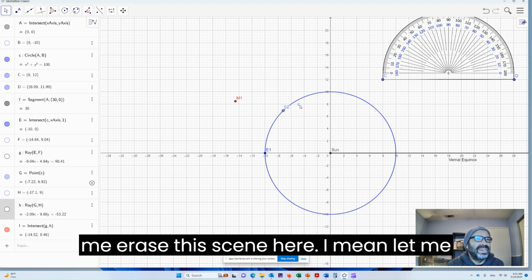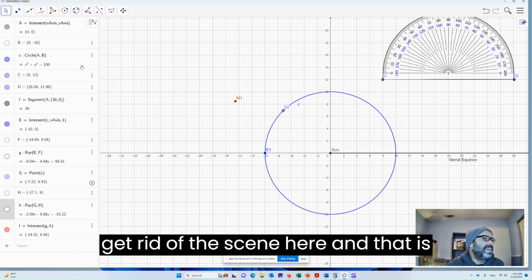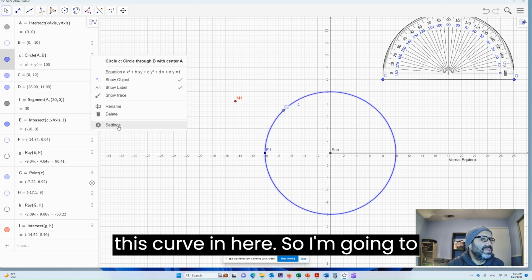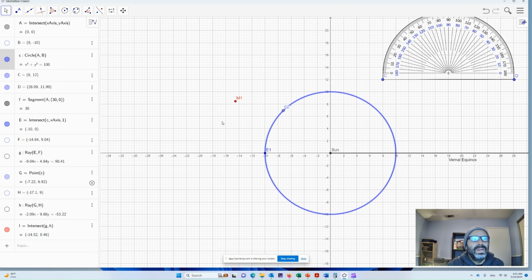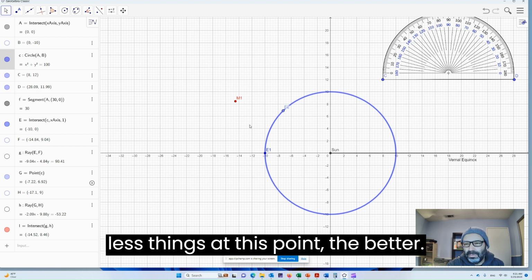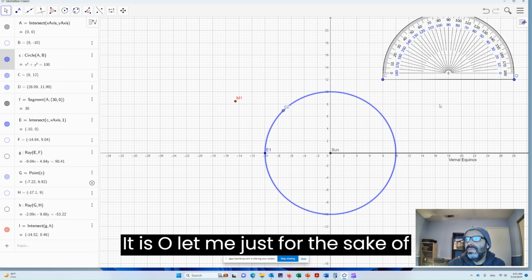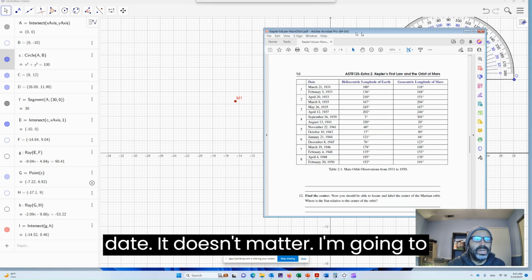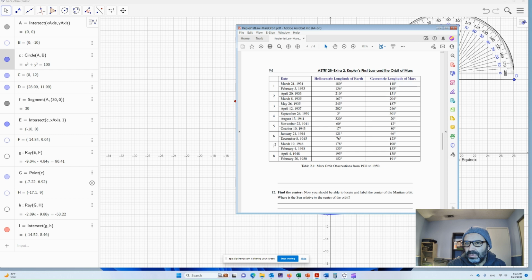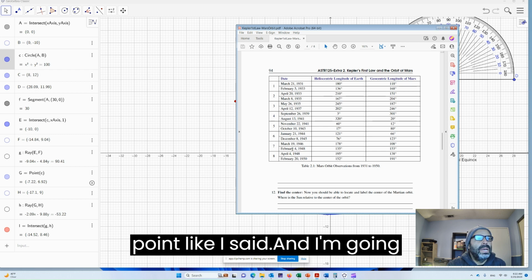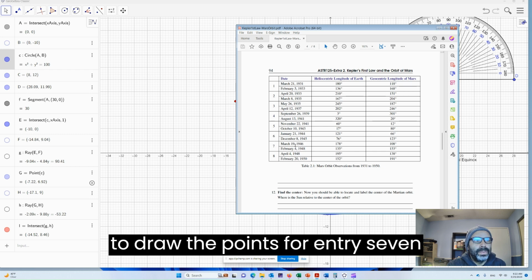Let me get rid of the C in here, and that is this curve in here. That's the path of the Earth, so I don't really want to see that too. The fewer things at this point, the better it is. So for the sake of argument, I'm going to take another date. It doesn't matter. I'm going to take entry 7, like I said, and I'm going to draw the points.